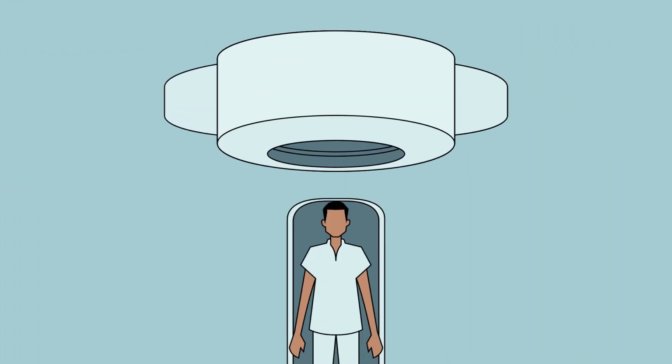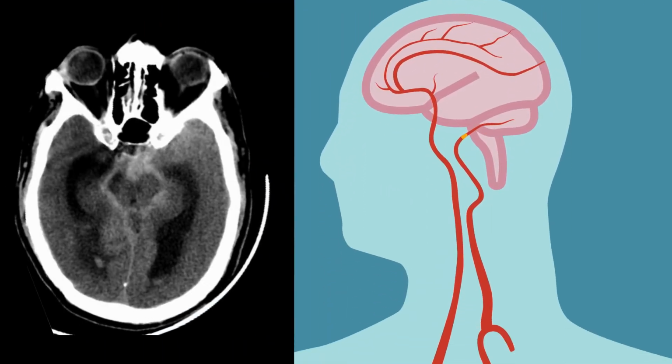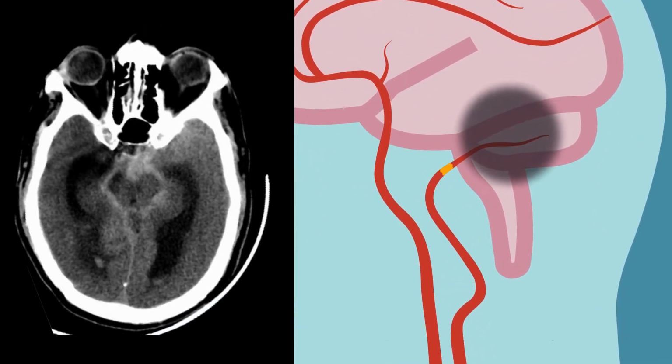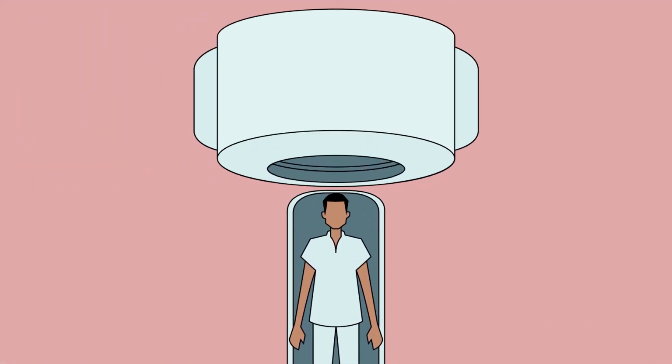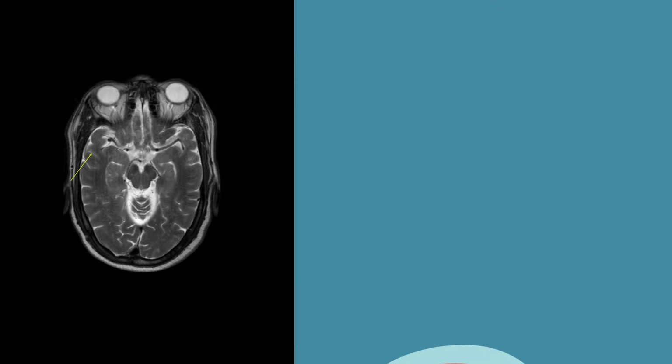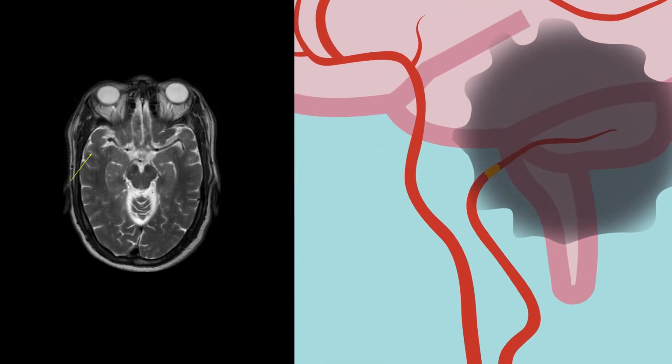A CT scan is done to identify if the blood clot that is blocking the basilar artery can be seen and what damage to the brain it has caused till now. An MRI scan might be done to better identify the area which shows signs of reduced supply and the extent of damage to the brain till now.